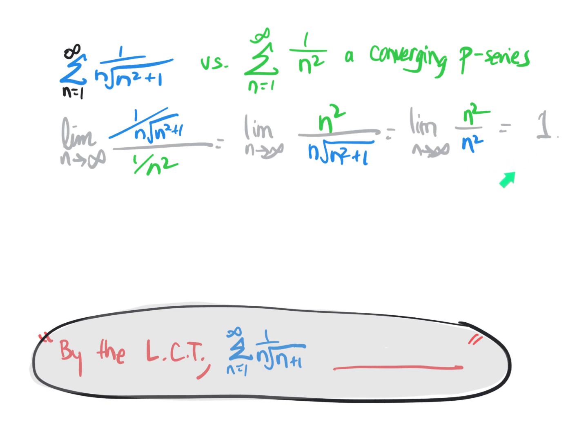All right. Well, the limit of the ratio of these terms was equal to just some finite fixed value, in this case 1, and therefore, by the limit comparison test, our series does the same thing that this series does, which means it converges.